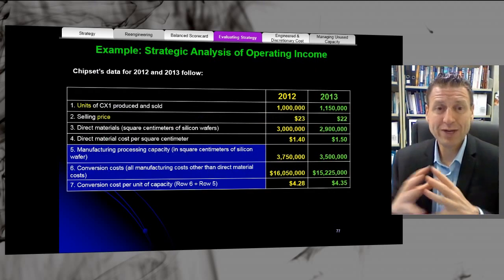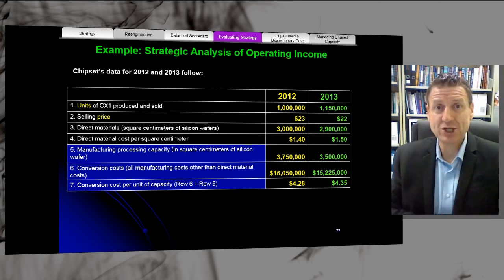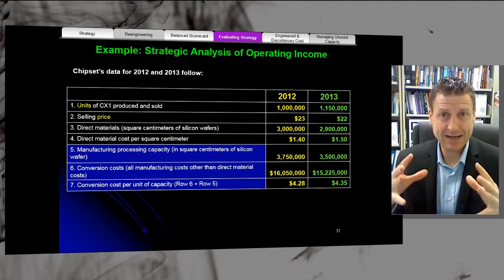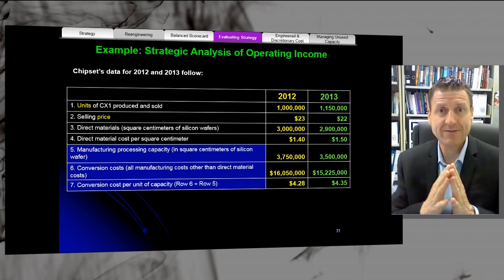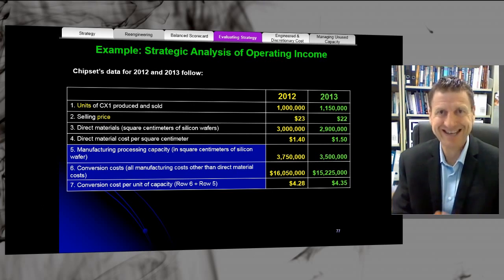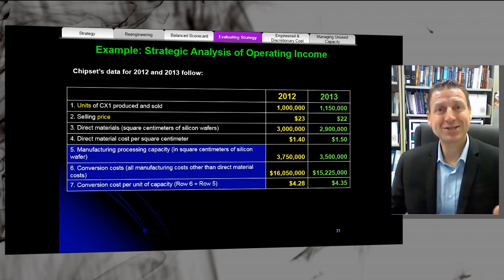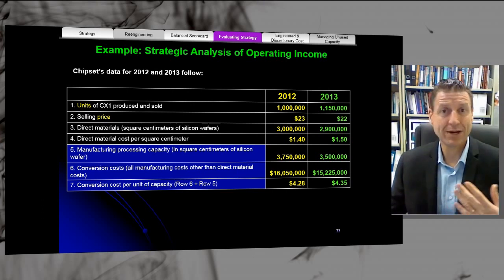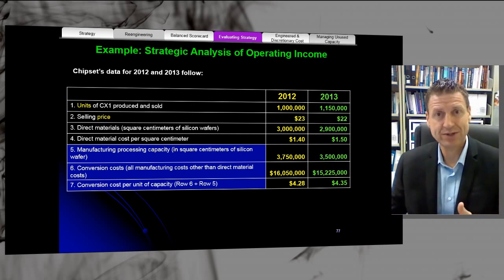All right, so we have this organization. This is a chipset company, and they're making chips, and we've got data for 2012 and 2013. This was taken from the Horngren 15th edition textbook on cost accounting, if you're not sure. The prior period is 2012, the current period is 2013.